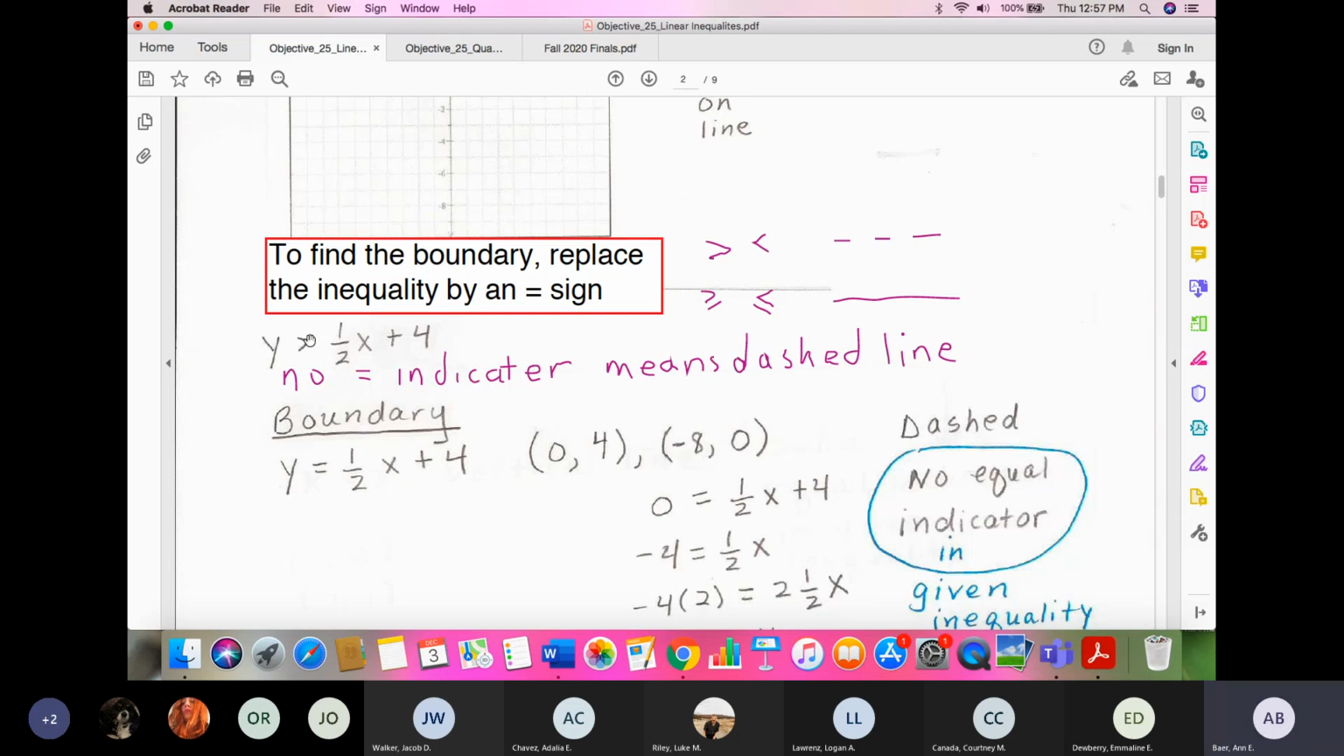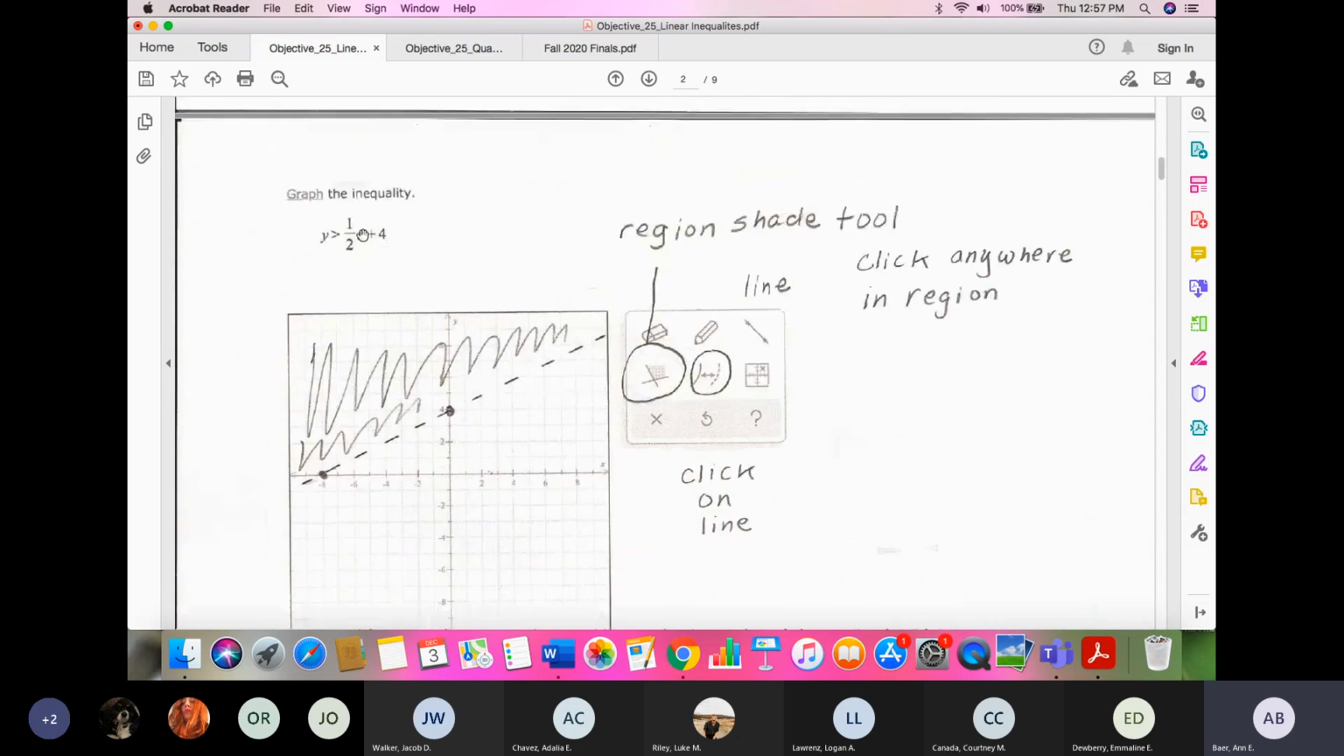Why are we going to do it as a dashed line? Because we have a greater than sign or a less than sign. We do not have the equal indicator. So when we have a greater than sign or a less than sign, we graph the boundary as a dashed line. The boundary is only graphed as a solid line if this original inequality included an equal sign. The boundary we are going to get is where y is equal to 1/2 x plus 4.